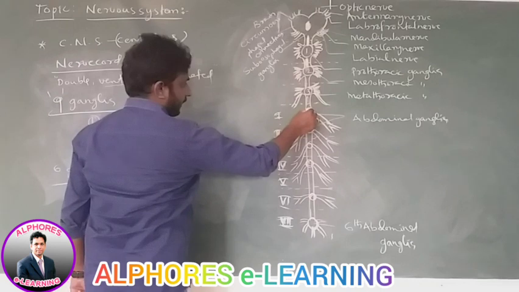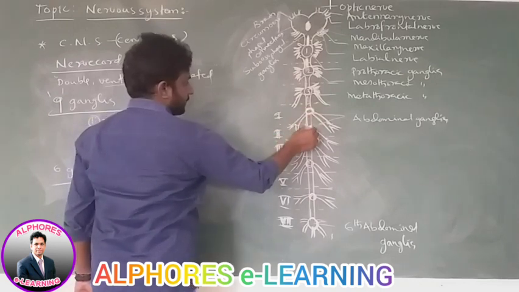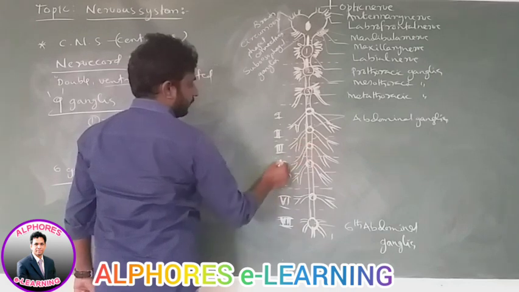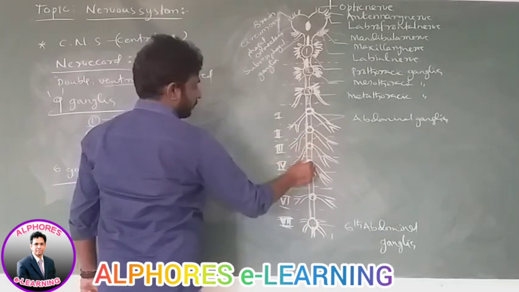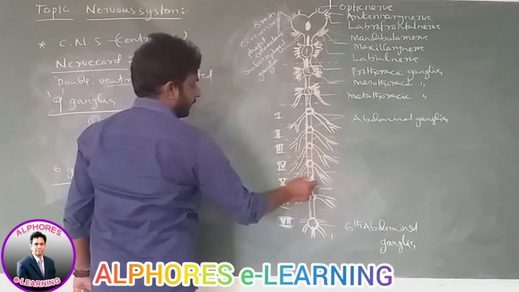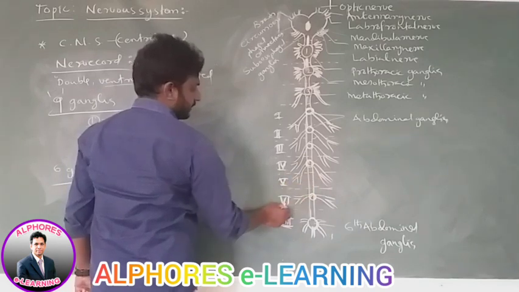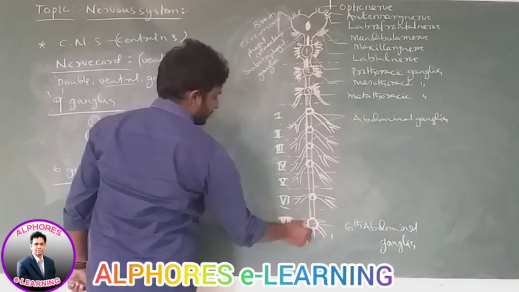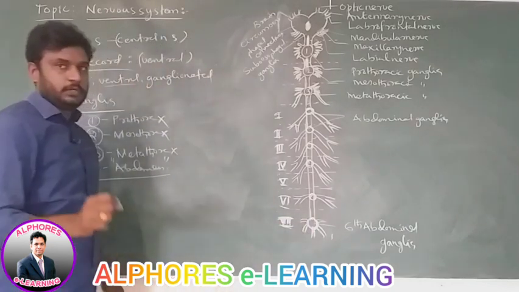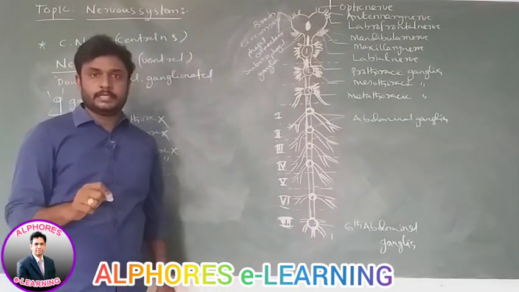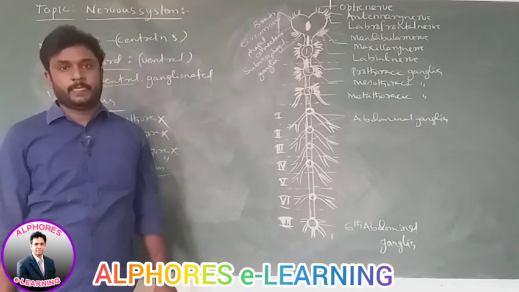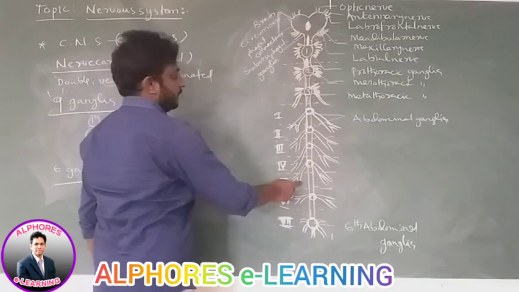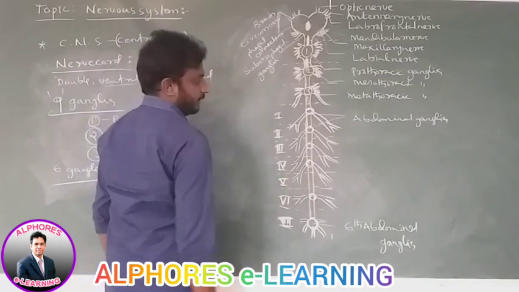First abdominal ganglia. Second segment, second ganglia. Third segment, third ganglia. Fourth segment, fourth ganglia. Fifth segment, without any ganglia. Sixth segment, then fifth ganglia. Seventh segment, sixth ganglia. So total 6 ganglia are present up to the 7th segment. Which segment is without ganglia? The fifth segment is without any ganglia.